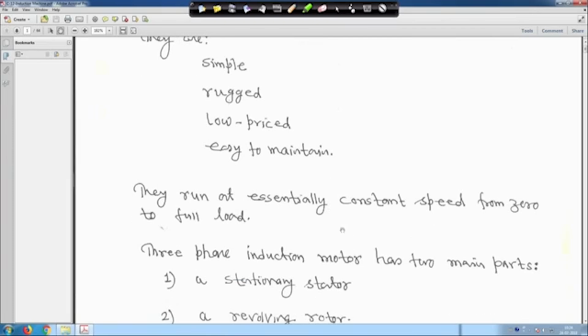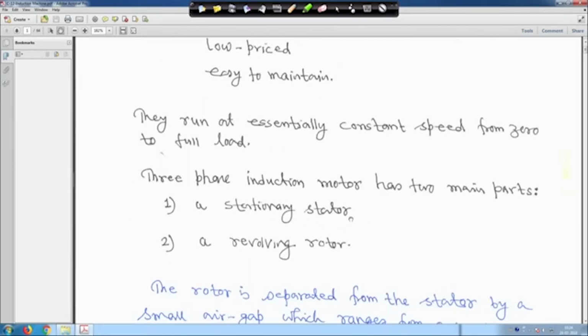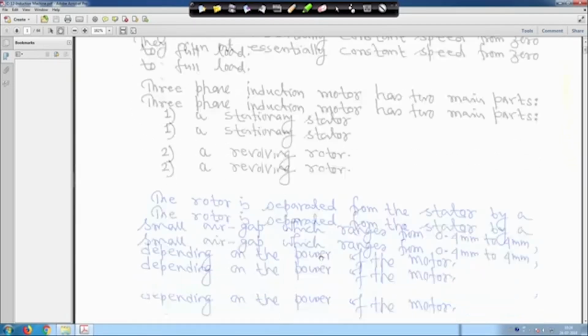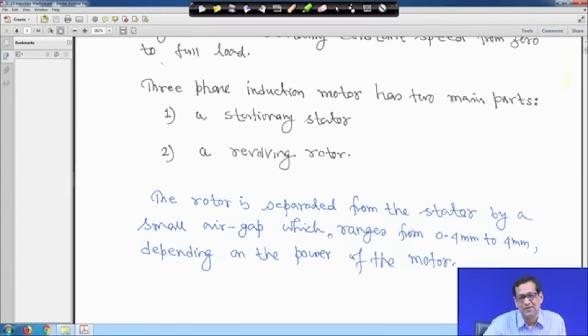So, the 3-phase induction motor has two main parts. One is the stationary part, called the stator. The other is the rotating or revolving part, which we call the rotor. The rotor is separated from the stator by a small air gap, which ranges from 0.4 millimeter to 4 millimeter depending on the power of the motor. There is a gap in between the stator and rotor, and that gap we call the air gap. Later we will see that power is transmitted from the stator to the rotor through the air gap.